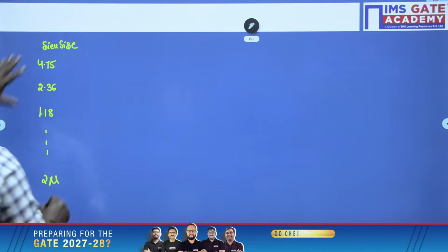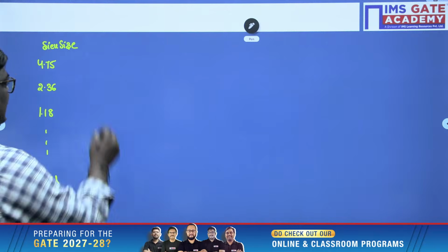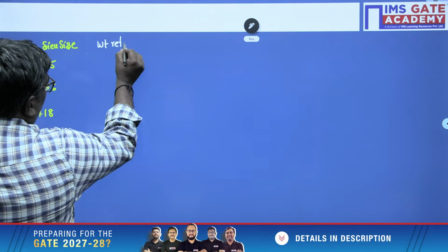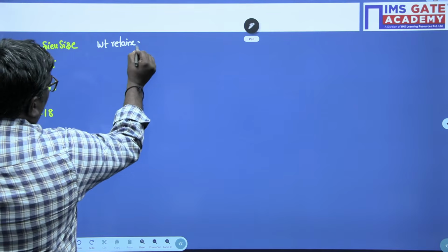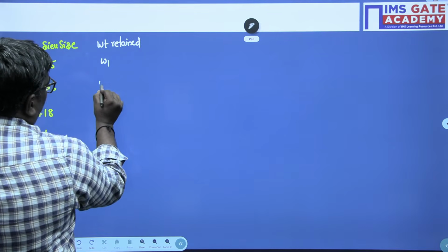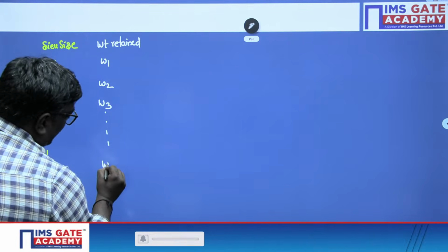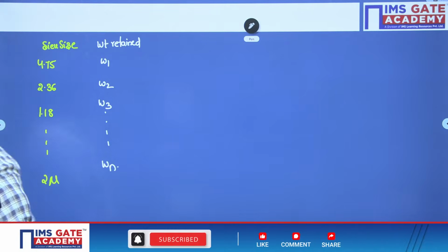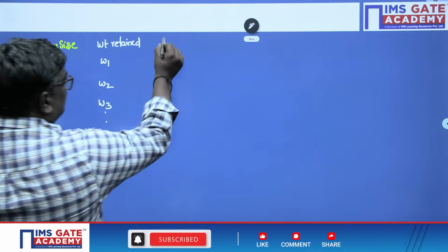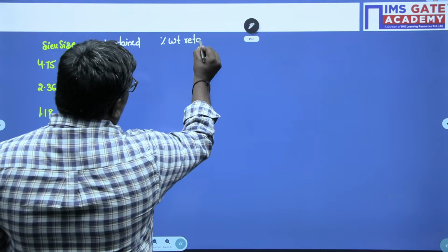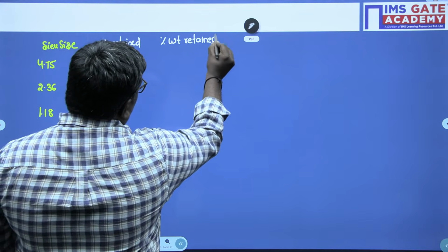These are the standard set of sieves, sir. And in that, what will we find? You will find weight retained. Weight retained can be W1, W2, W3, and so on up to Wn, my dear students. Now, what do we have to find out? We have to find out the percentage weight retained. How do we find the percentage weight retained, sir?